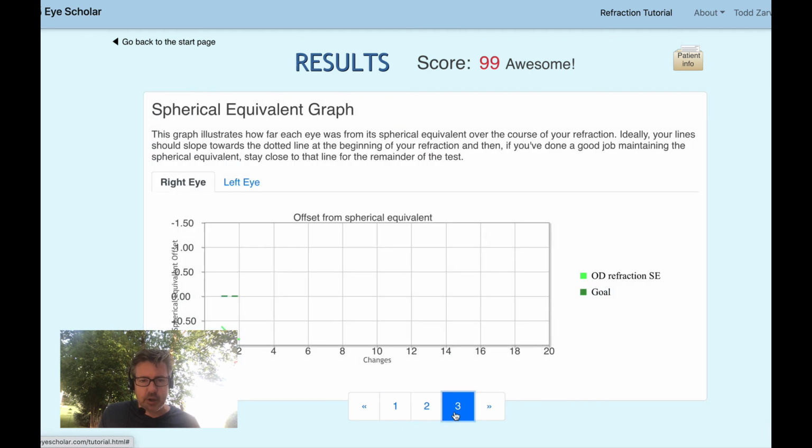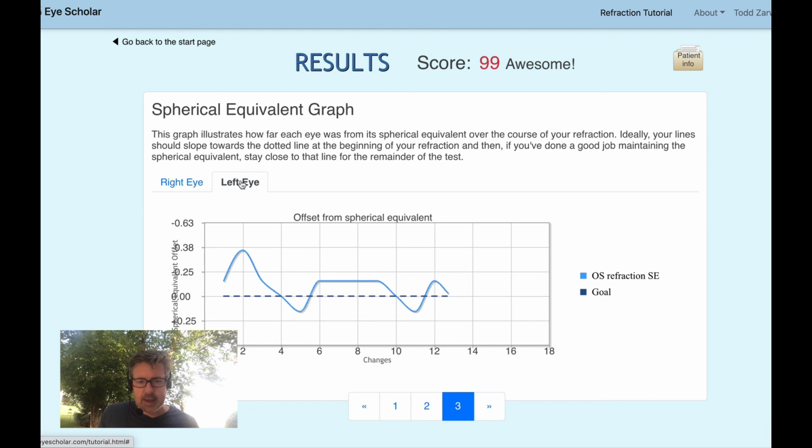And if I look at the spherical equivalent, we started off from it in the beginning, and then we hovered around that spherical equivalent line throughout the whole refraction. So that is what we want. We should establish that very soon and not stray too far from that during the refraction. And same thing is true here. Just kind of hovered around that line. So we did a good job maintaining the spherical equivalent.